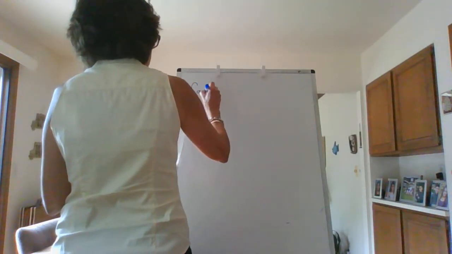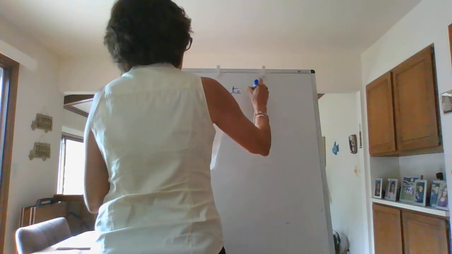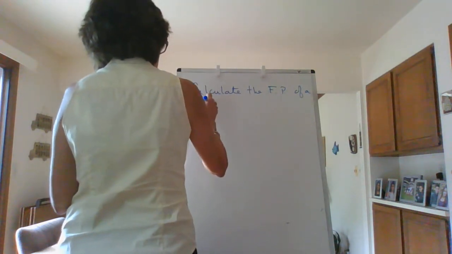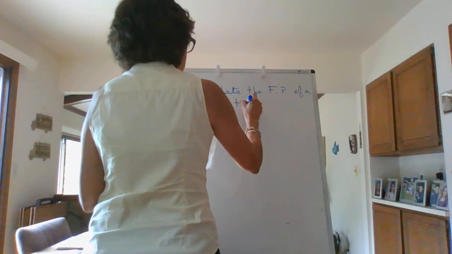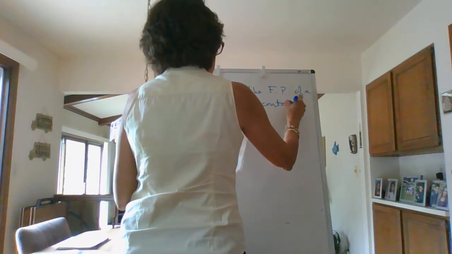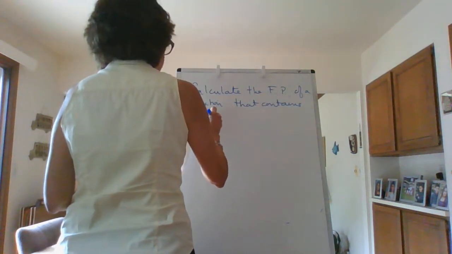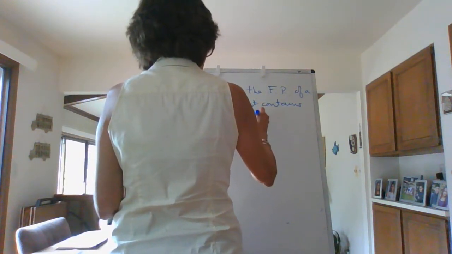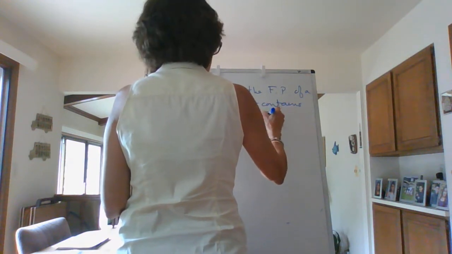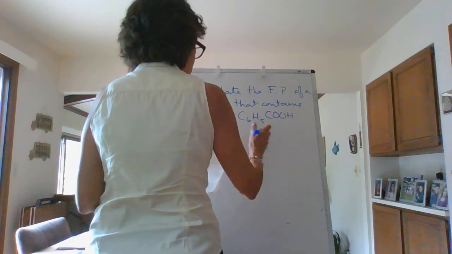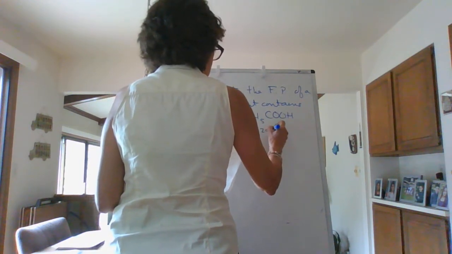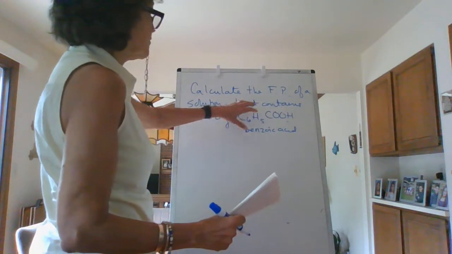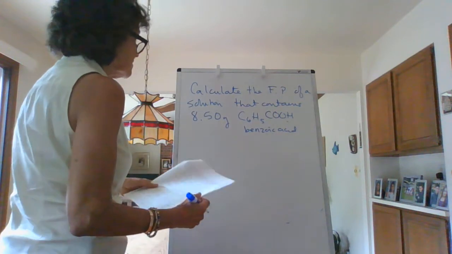So calculate the freezing point of a solution that contains 8.50 grams of benzoic acid. Benzoic acid is C6H5COOH, written in organic chemistry style. This is benzoic acid. Why is this organic chemistry style? They're putting the carboxylic acid separate from the rest just to show everybody that this is the acid part.